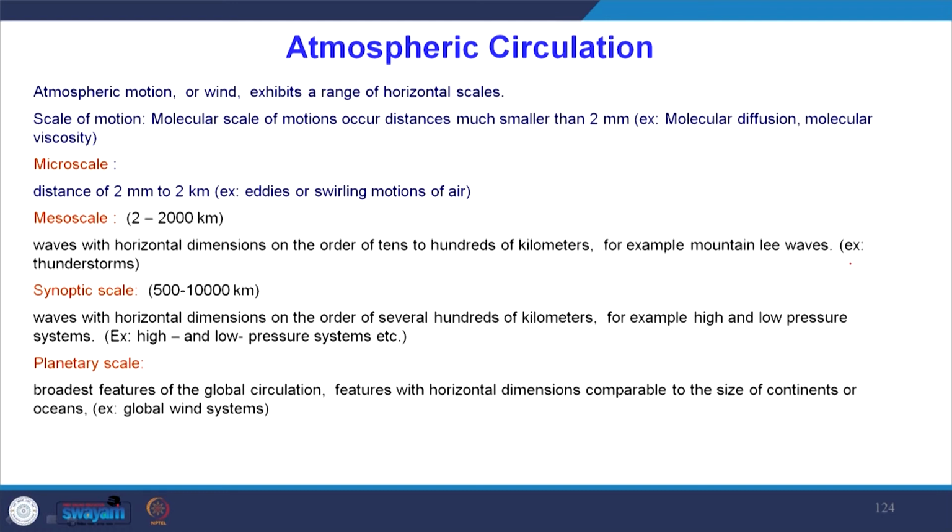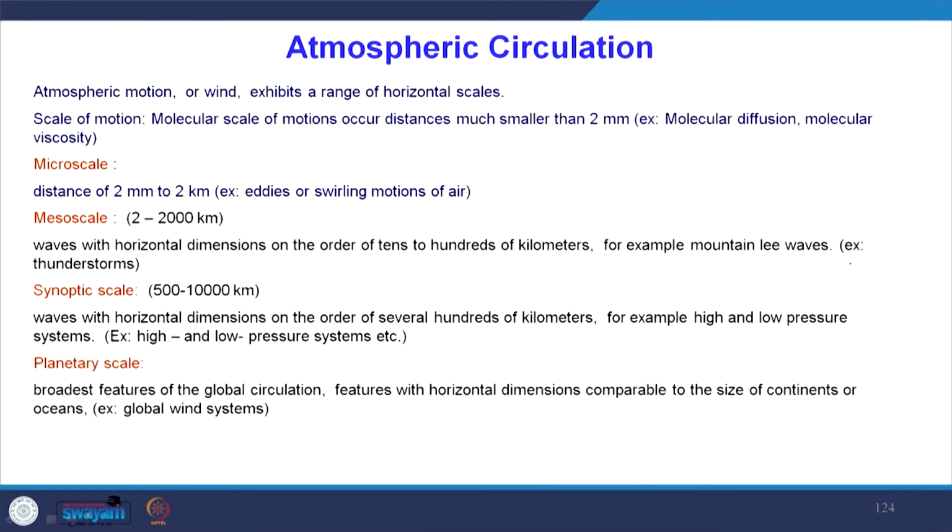So what is circulation? Circulation is just a cyclic process in which things come back to their origin and it goes on again and again, right. Atmospheric motion or wind exhibits a range of horizontal scales. So before we talk about circulation, we talk about scales. So what is a scale? How do you define a scale? Let us say, scale of motion.